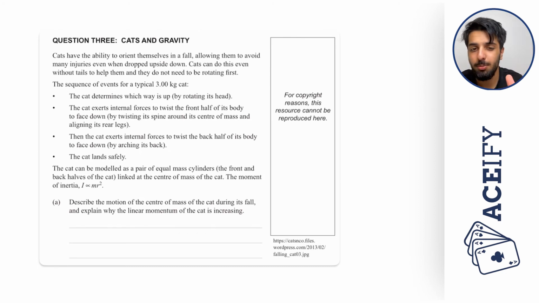The cat can be modeled by a pair of equal mass cylinders, the front and the back half of the cat, linked at the center of mass of the cat. The moment of inertia is directly proportional to mr squared. Describe the motion of the center of mass of the cat during its fall, and explain why the linear momentum of the cat is increasing.